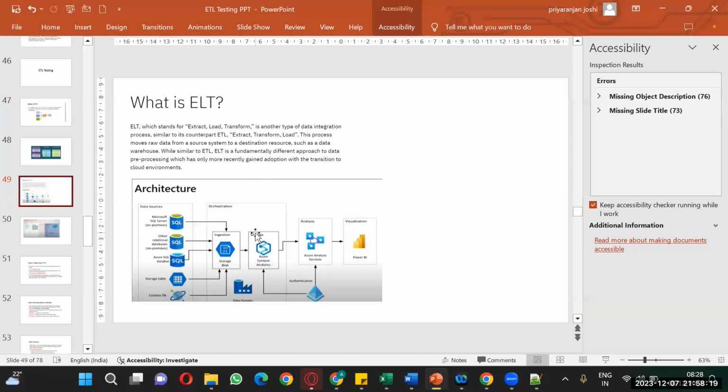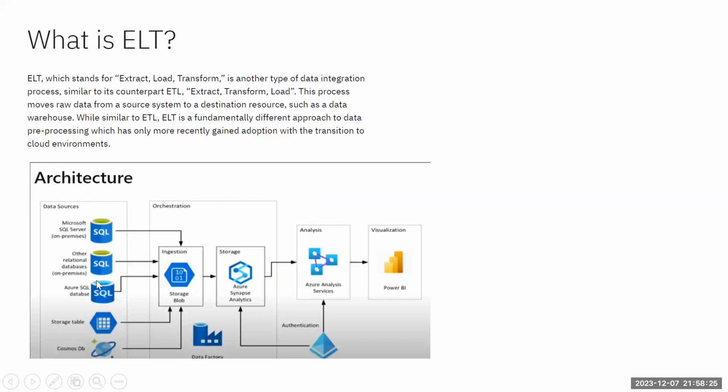ELT is extract, load, and transform. Extraction of data, like here you can see in the architecture, we are extracting the data from Microsoft SQL Server, relational database, Azure SQL database, storage table. Like in Azure we have two types of storage, blob storage and Azure Data Lake Storage. This storage can store unstructured, semi-structured, structured data, anything. And that is also one of my sources for this ELT.